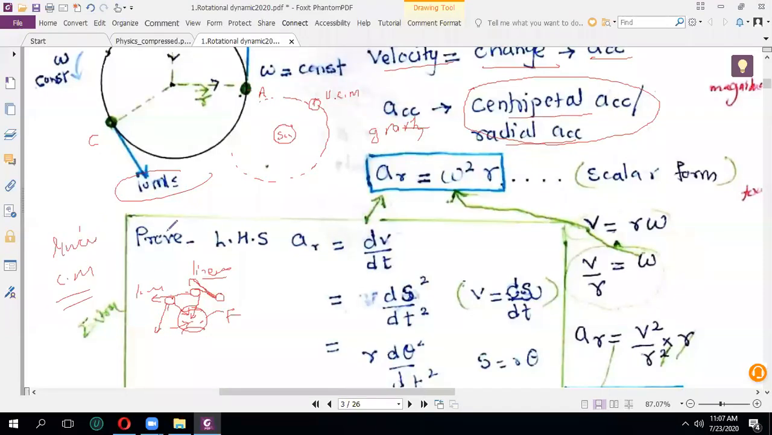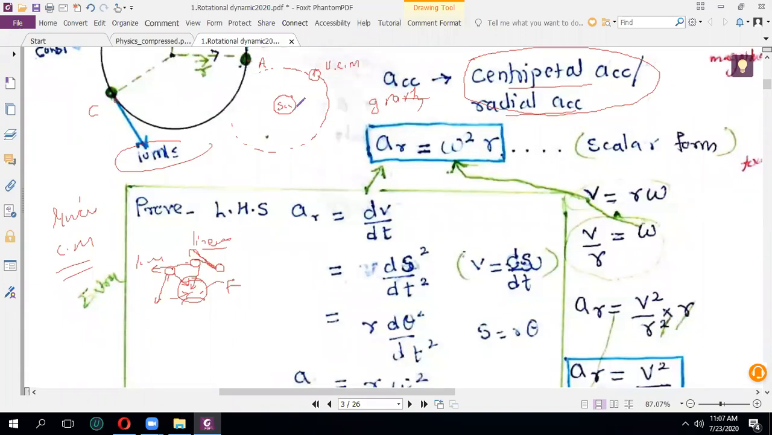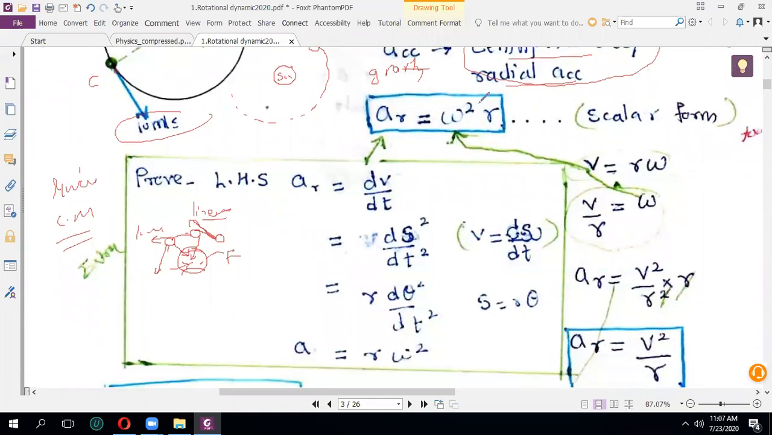And this linear motion is represented by a straight line which cuts the circle, also called the tangential line. Correct? And what is the formula of radial acceleration? We did it in class 11. Radial acceleration is equal to omega square r. With the help of this formula, we can easily find the radial acceleration. How to derive this formula? See, here I am writing again.